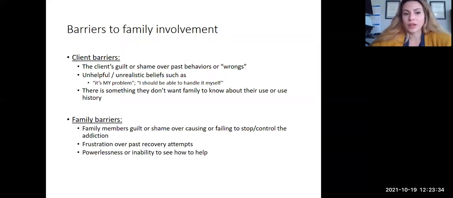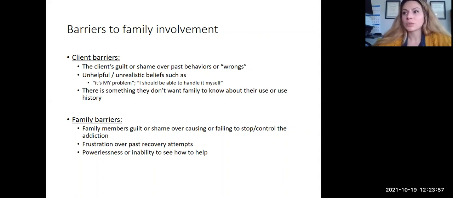There's a lot of both client barriers. We have patients that feel tremendous guilt and shame over their use behavior, and they may not want to bring that into the room. They may have certain unhelpful or unrealistic beliefs, like saying, "It's my problem, I should handle it myself. I'll bring them in when I'm better." Those types of beliefs we hear a lot. They don't want their family to know about their current use.